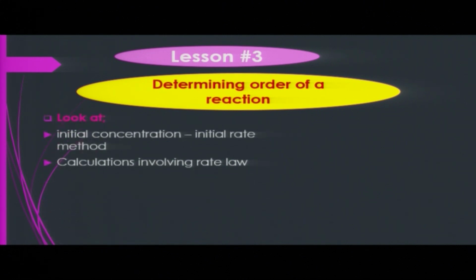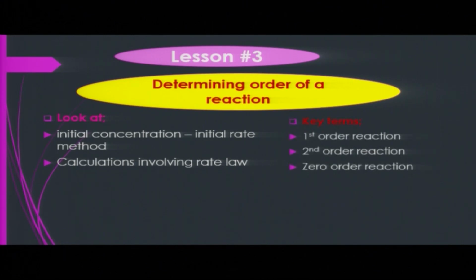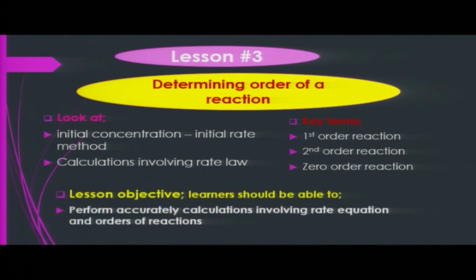Again, the focus will be on the method of determining, which is the initial concentration and initial rate method. Then we perform calculations. This takes me to orders: first order, second order, and zero order. So what are they, what are we to look at? Please pay close attention and participate in the lesson. We have one objective, which is that you should perform correctly all the calculations involving the rate equation and orders of a reaction.